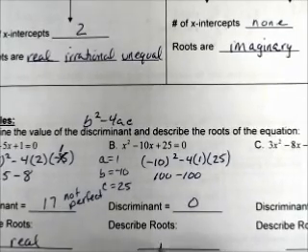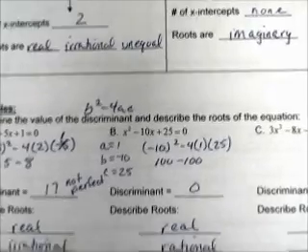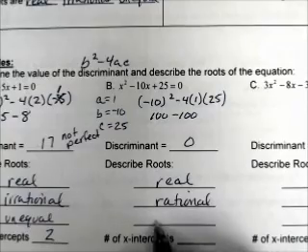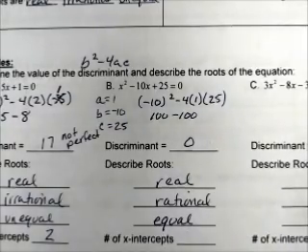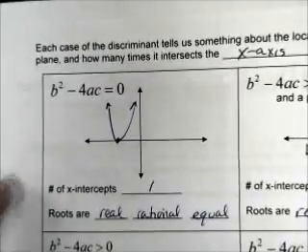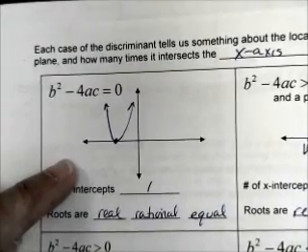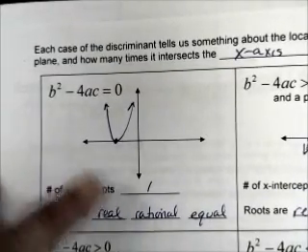So our roots would be real, rational, and equal. When the discriminant value is 0, that's the case in the upper left-hand corner here. Your roots are real, rational, and equal. There's only one x-intercept.